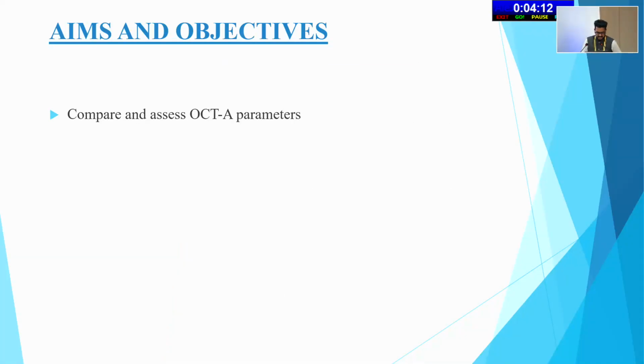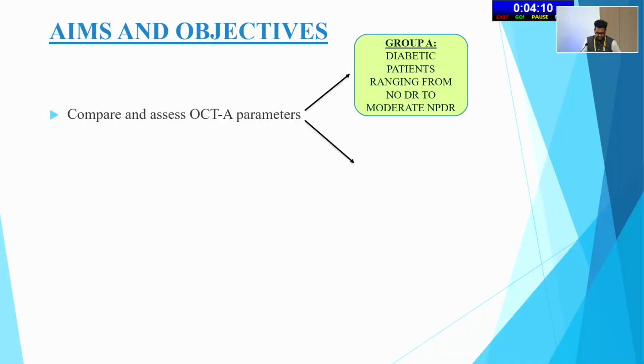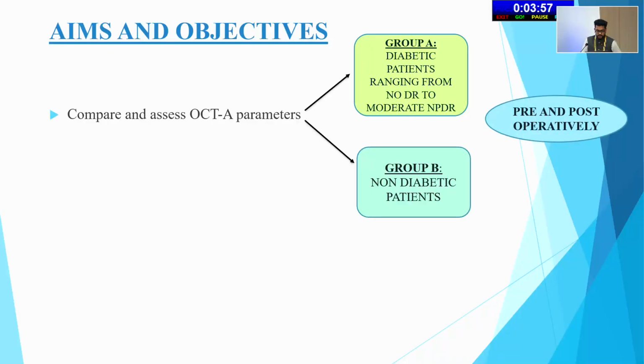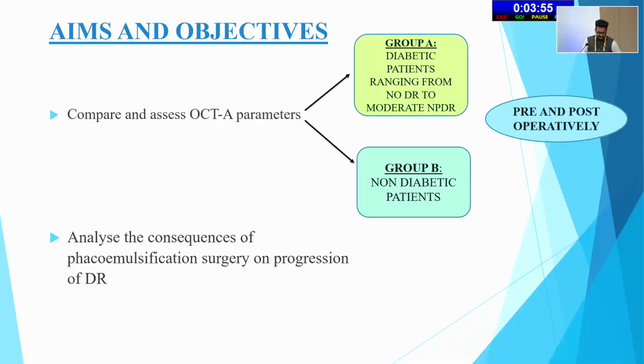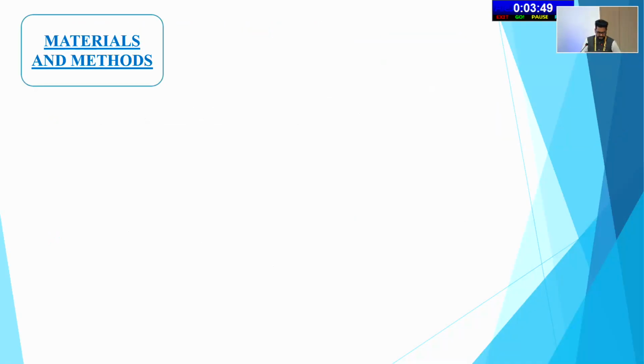The aims and objectives were: we divided the whole group into two groups. Group A consisted of diabetic patients ranging from no diabetic retinopathy to moderate NPDR, and Group B consisted of non-diabetic patients, and both of them were compared pre and post-operatively. Then we analyzed the consequence of phacoemulsification surgery on progression of diabetic retinopathy.